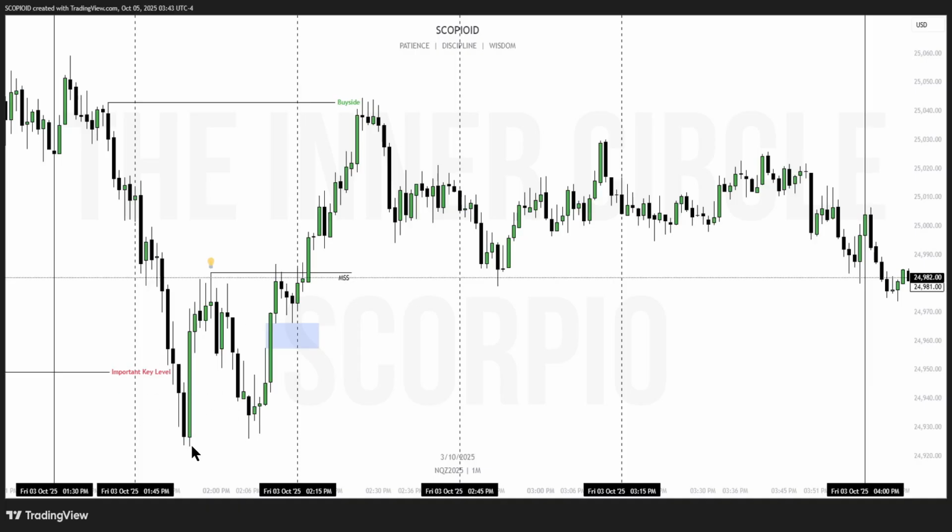We see a low made, we make a high, we make a low, we make a higher high, which is a market structure shift. We could have entered at this fair value gap after that, or this breaker block. This is a mitigation block after that, and target the buy side, the nearest buy side here.